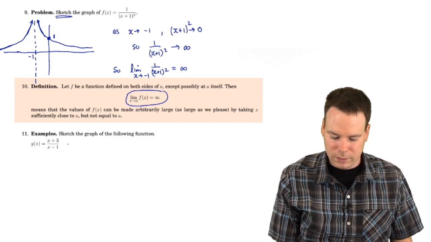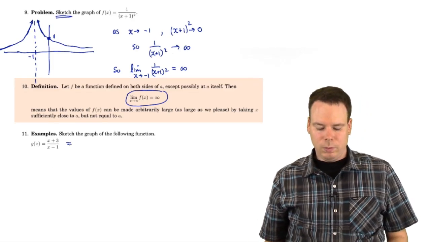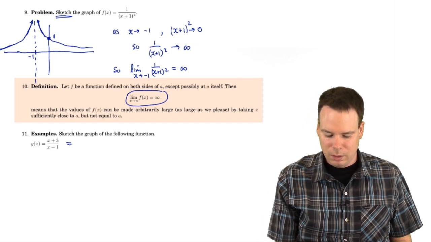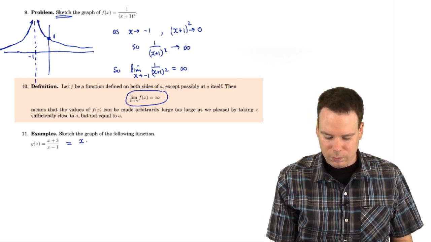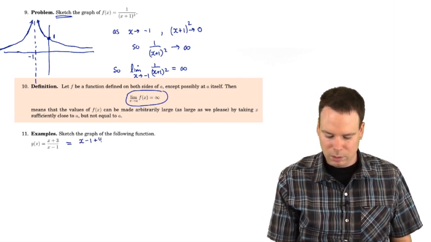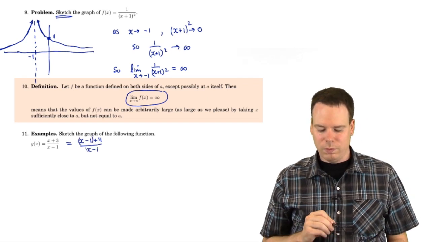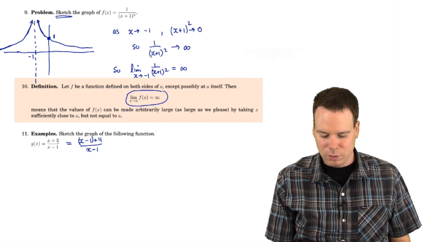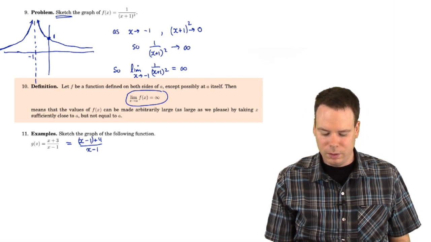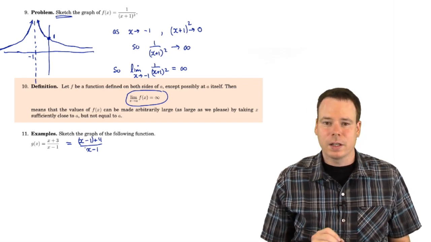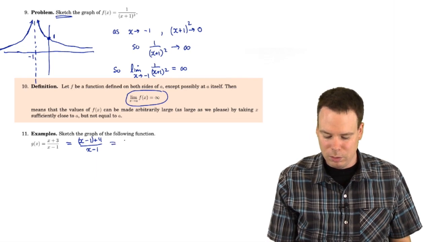So let's look at another example. We want to sketch the graph of this function. I'm going to just rewrite it first of all, massage it a little bit, maybe make it look a little more inviting to deal with. In this case, I'm just going to write the 3 as 4 minus 1. And I'm going to do that because now I can divide the x minus 1 into that piece of the numerator.